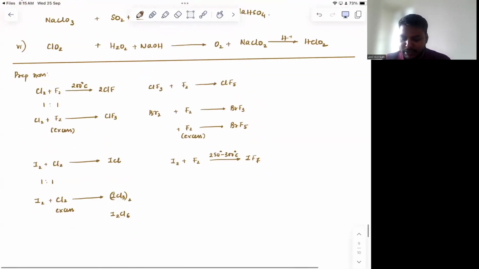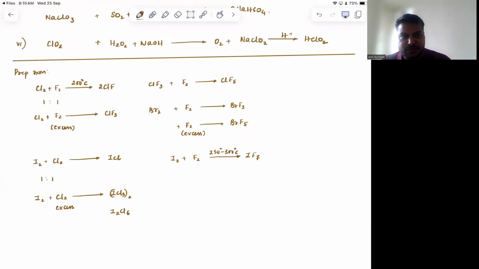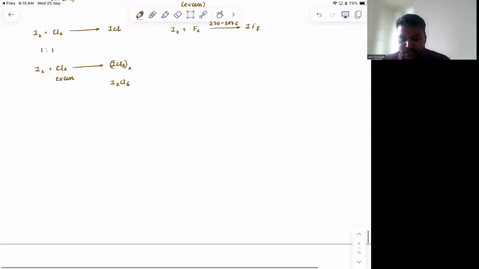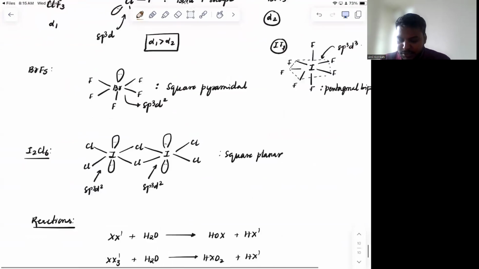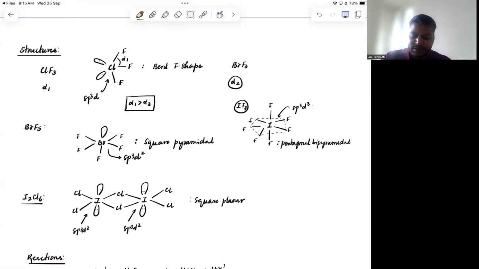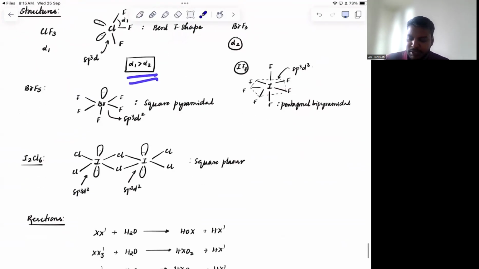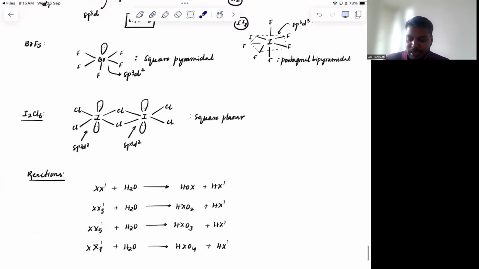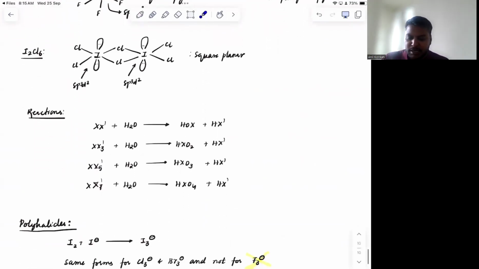Done. So these are typical preparation reactions which you will notice for interhalogens, how they are prepared. Structure wise, you will see ClF3 is bent T shape, you know, alpha and beta. If you compare, what would happen? IF7, the hybridization and structure. BrF5 is square pyramidal. I2Cl6 is square planar. Correct. These are all the forms.